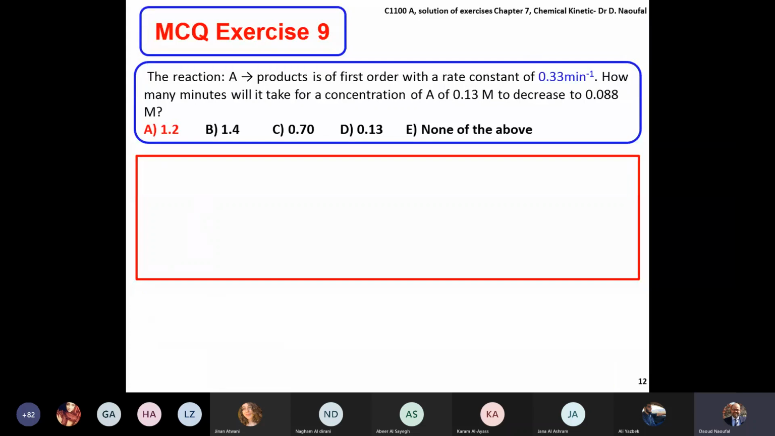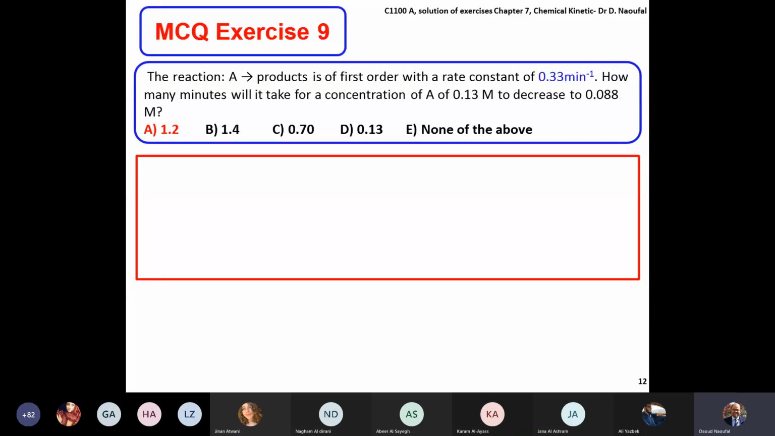MCQ exercise 9. The reaction A to product is of first order with a rate constant 0.33 minute minus 1. In this type of exercise, it's not necessary to mention the total order of the reaction, since the unit of K is given in time minus 1. So directly from the unit of K, we can deduce the total order of the reaction.